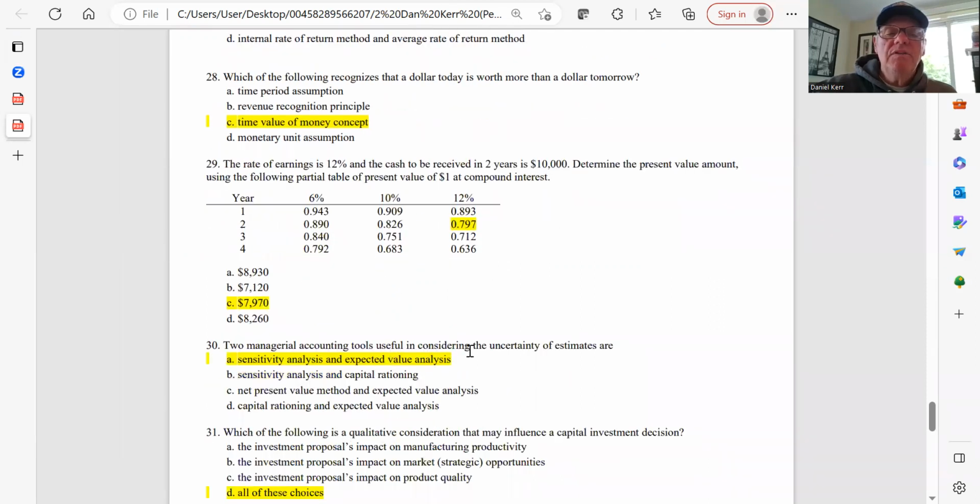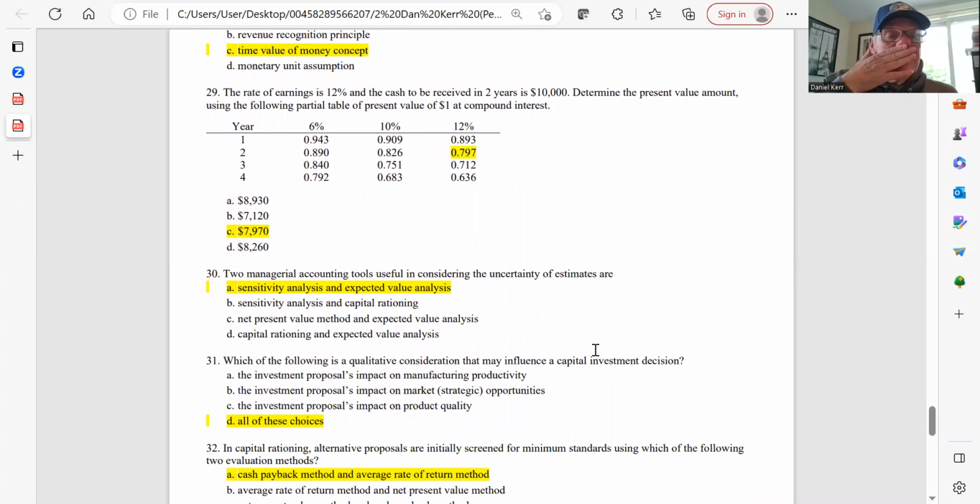2 managerial accounting tools useful in considering the uncertainty of estimates are, so these were the last 2 things that we mentioned. So you got sensitivity analysis, which is where you come up with a range of different possible cash flows. And expected value analysis, that's when you give various weights. If 50% chance of this happening, 30% chance of this happening, 20% chance of that happening. So the 2 methods for accounting for uncertainty in capital budgeting are sensitivity analysis and expected value. Sensitivity analysis, you have several different possible cash flows that you actually calculate. And expected value is you take all the different scenarios and weight them by how likely they are to happen, with the weighting equal to 1.